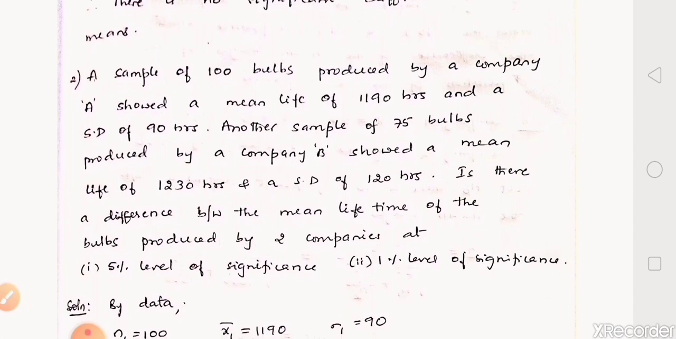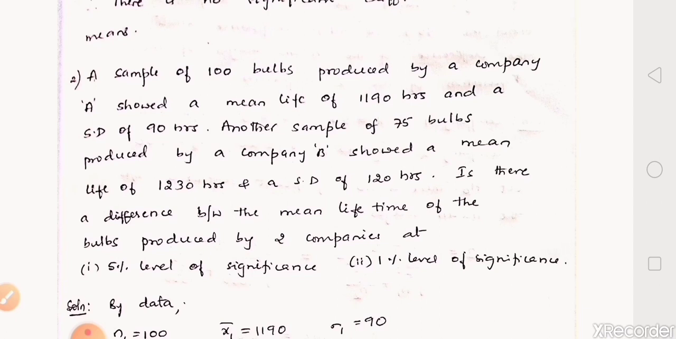Second problem. A sample of 100 bulbs produced by a company A showed a mean life of 1190 hours and standard deviation of 90 hours. Another sample of 75 bulbs produced by a company B showed a mean life of 1230 hours and standard deviation of 120 hours. Is there a difference between the mean lifetime of the bulbs produced by two companies at 1% level of significance and 5% level of significance?